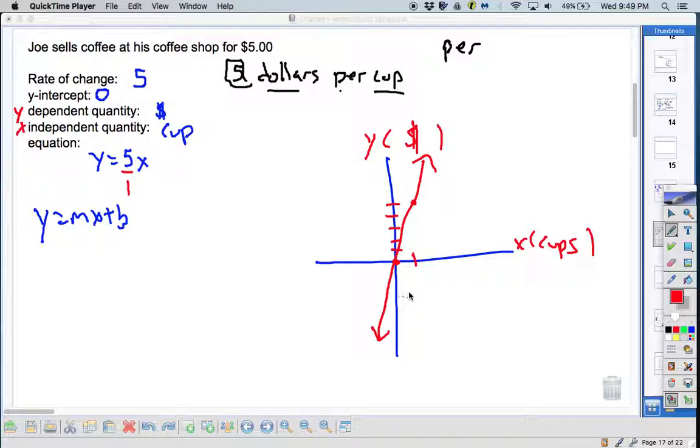So this is an example of how you take a story problem. You decode it to find the rate of change, the y-intercept, the dependent quantity, the independent quantity. Then you can take that information to write an equation, and you can also graph your equation.